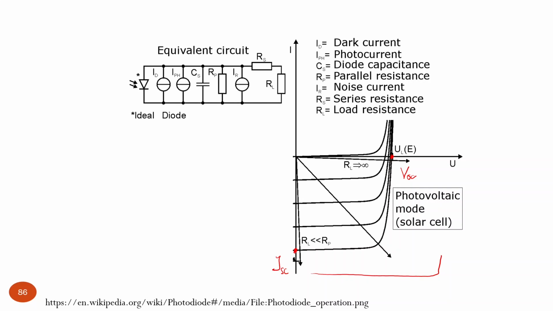You draw a rectangle. You can draw many rectangles. It should be the rectangle with the largest area which can fit into this current voltage characteristic. How? What is the approach? How do we get this maximum current and voltage?